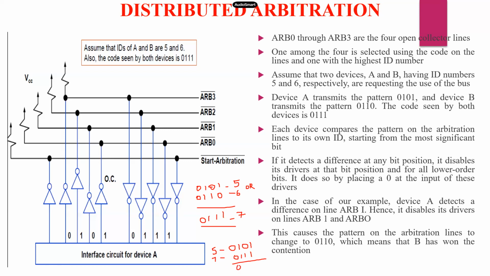Both are the same, so no problem. Then it moves on to the next bit, 1 and 1. You will get 1, so that is also no problem. And the third one, 0 and 1. Here the device's bit is 0 and the line shows 1, so this is where the comparison matters.